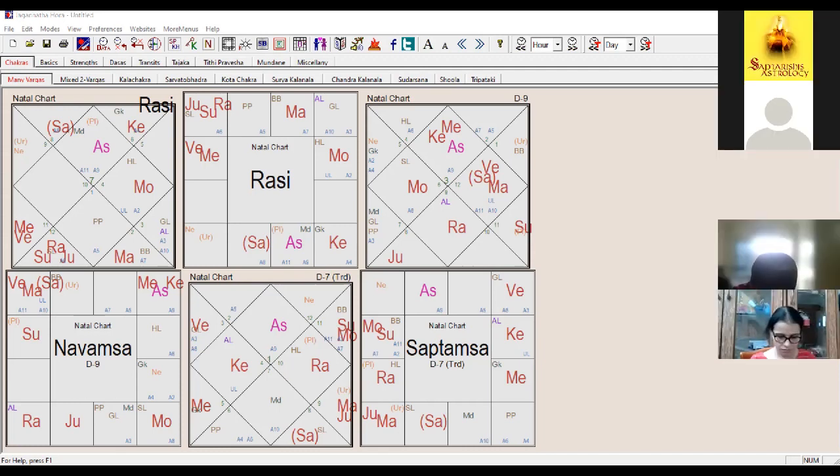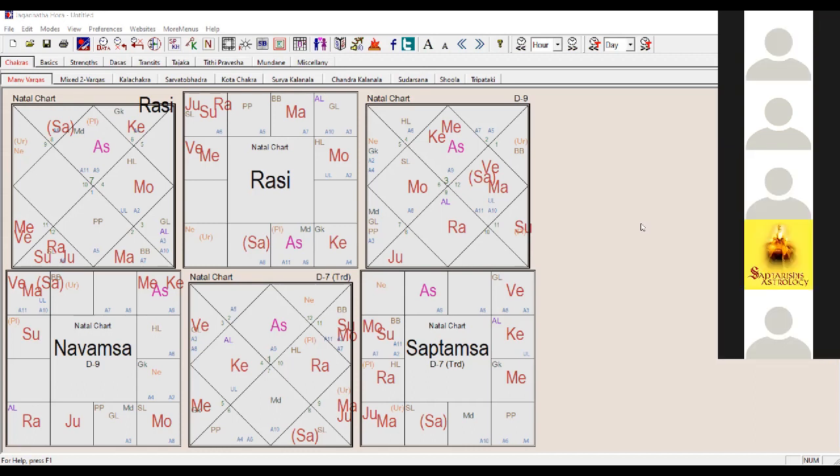Now, there are many other variations of using divisional chart also. You can call it a variation. Like I'm using here sign. I'm giving more importance to the sign. Some people will use house also. Are you getting me? Like suppose, let's say an example of moon.